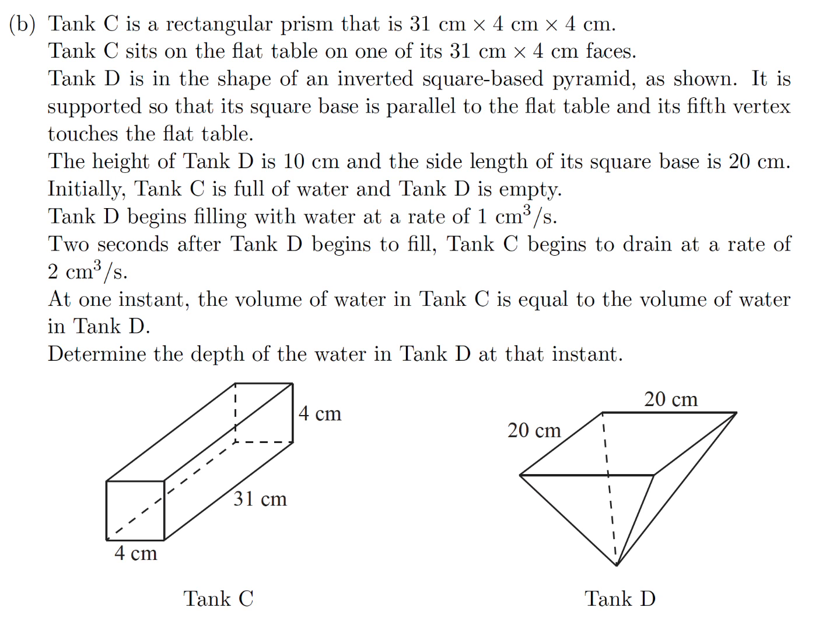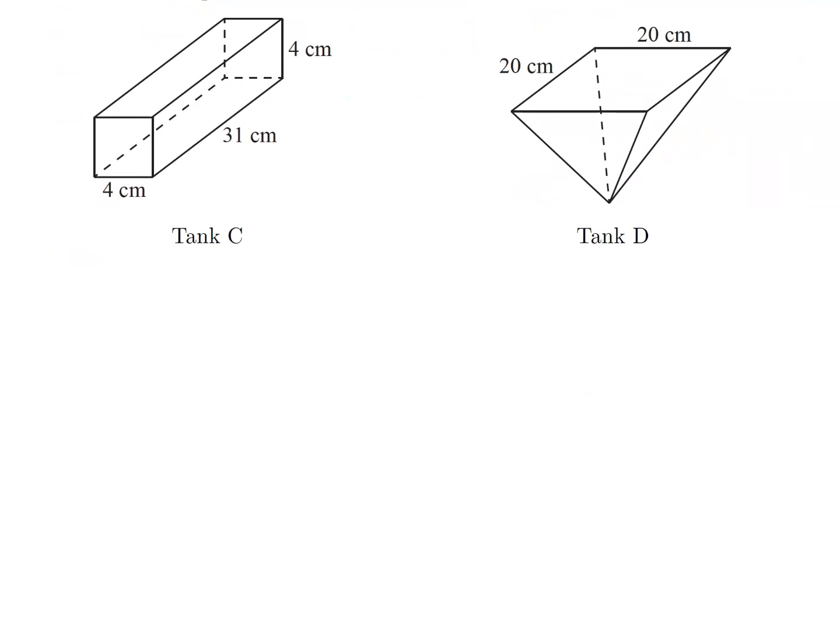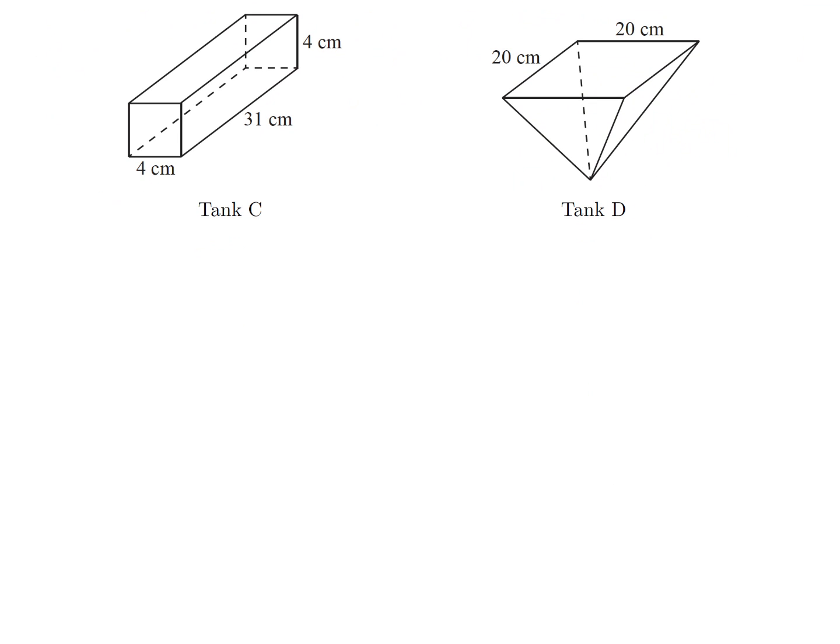Initially, tank C is full of water. Tank D is empty. Tank D begins filling with a rate of 1. 2 seconds after tank D begins to fill, tank C begins to drain at a constant rate of 2. At one instant, the volume of water in tank C is equal to the volume of water in tank D. Determine the depth of the water in tank D at that instant. All right. So let's talk about this first.